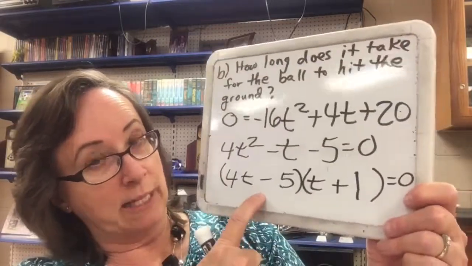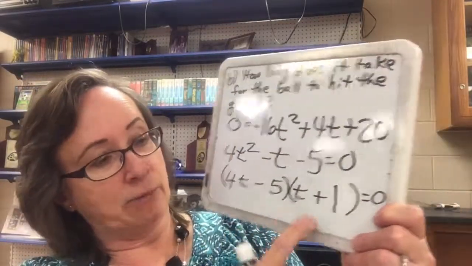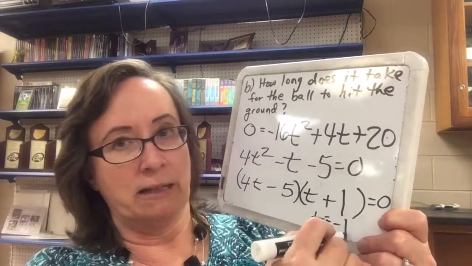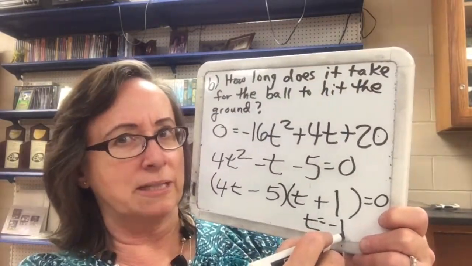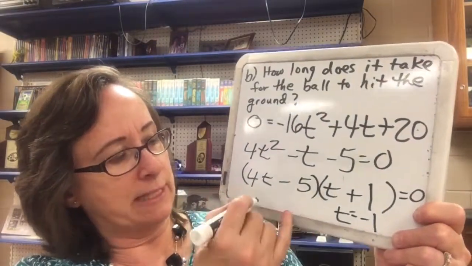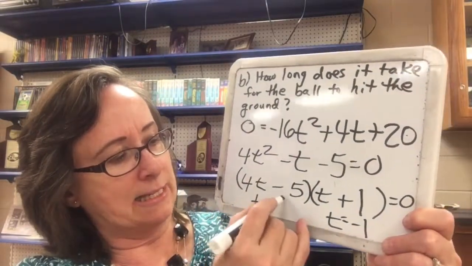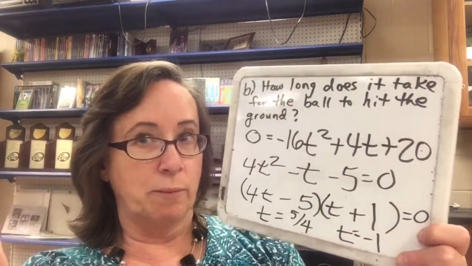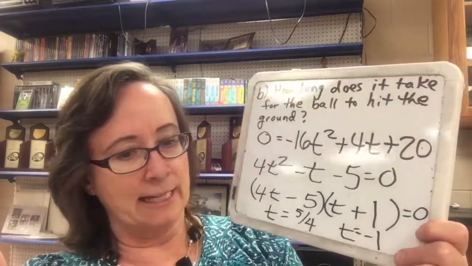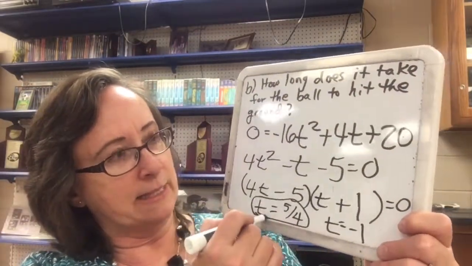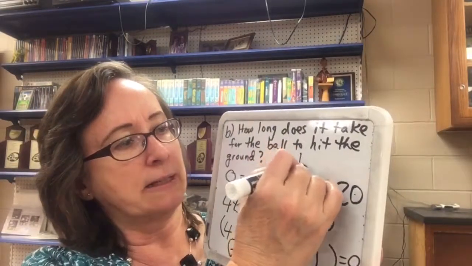So when I set this factor equal to 0, I get t is -1. Again, that's going backwards in time. Then I set the other one equal to 0, and I get t is 5/4, which in seconds would be 1.25 seconds. And that is the correct answer. So 1.25 seconds is correct.